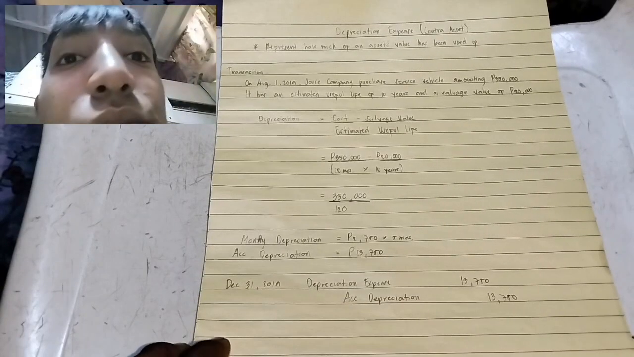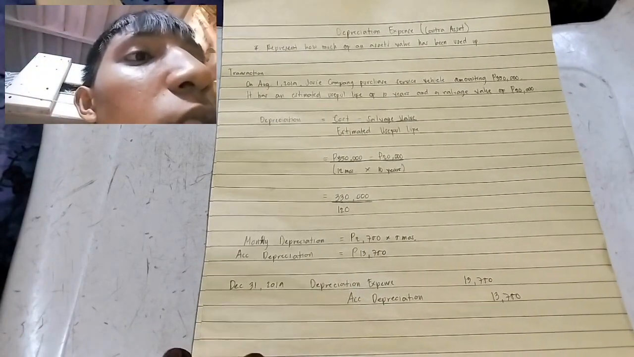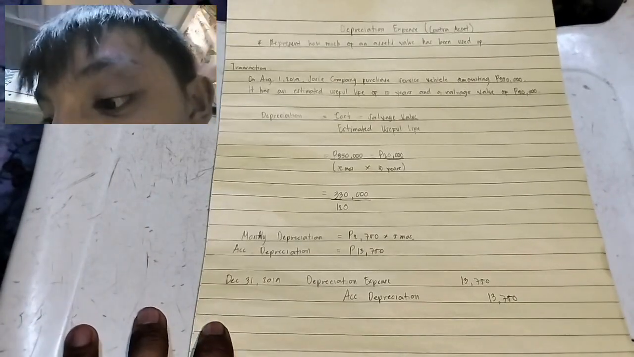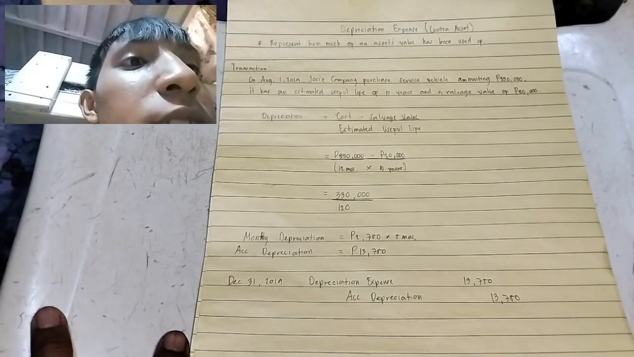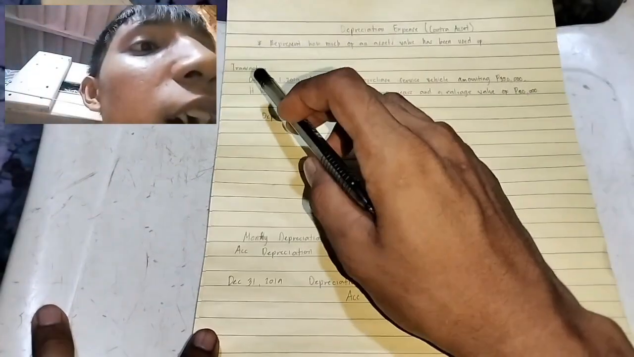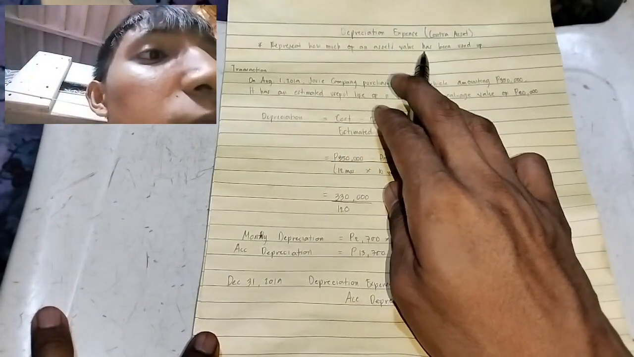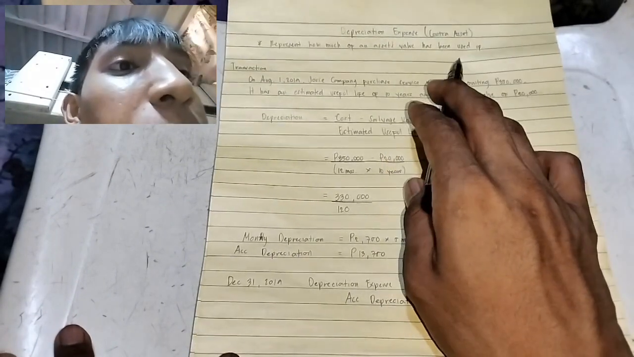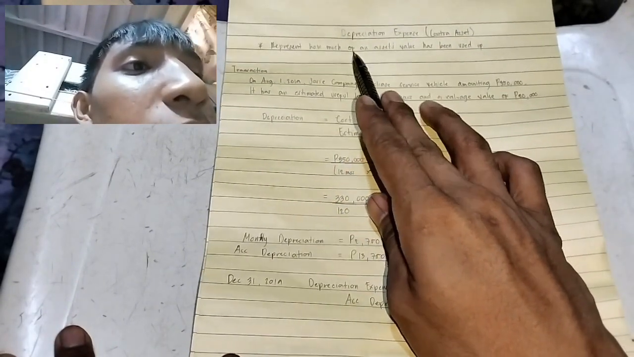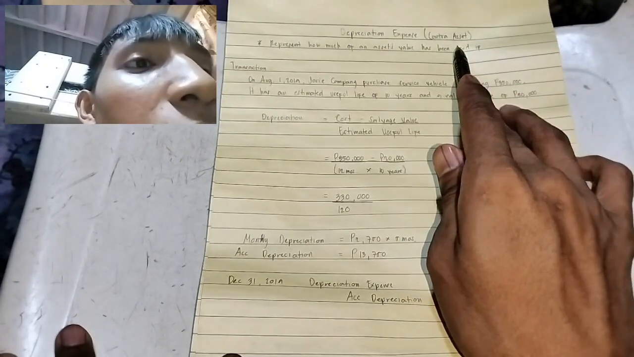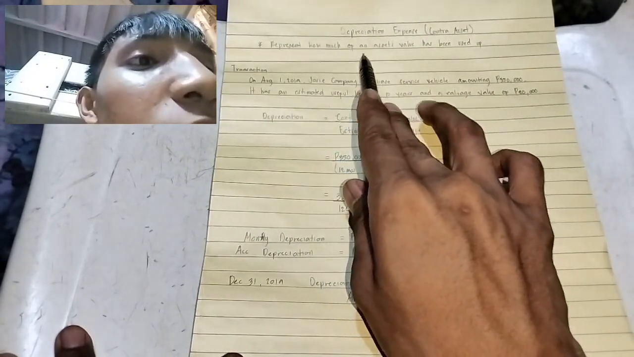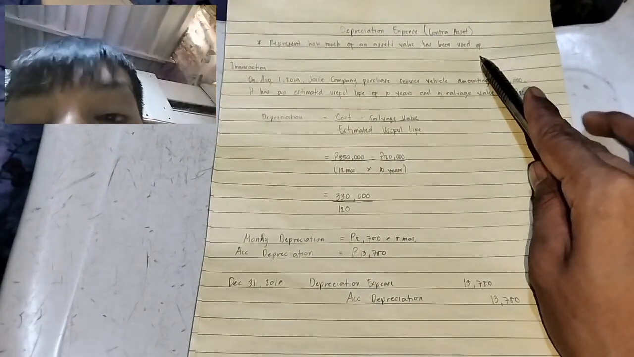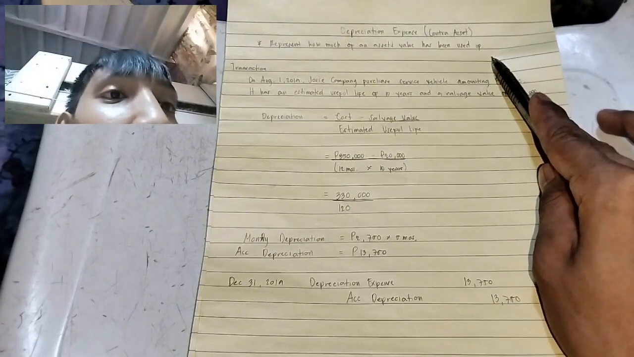Okay. So let's move on to depreciation expense. Under siya ng non-cash expenses. Represent how much of an asset's value has been used up. So again, depreciation expense is under contra asset, represents how much of an asset's value has been used up. Kumbaga, how much asset you use.